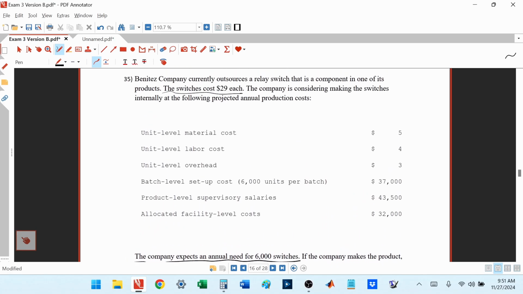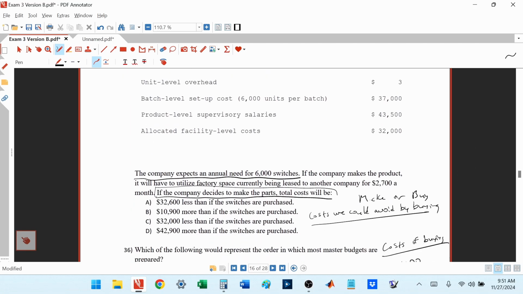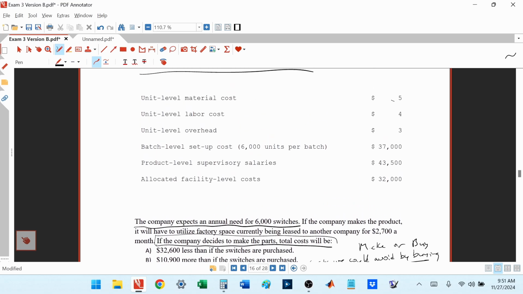Now we're trying to decide, should we stop buying and start making them in-house? Right? That's what it says here. So what costs could we avoid by buying? Well, that's the cost of making, right? If we buy, we avoid the cost of making. So what are those costs? What are the costs of making? $5 a switch for materials, $4 a switch for labor, $3 a switch for unit level overhead.